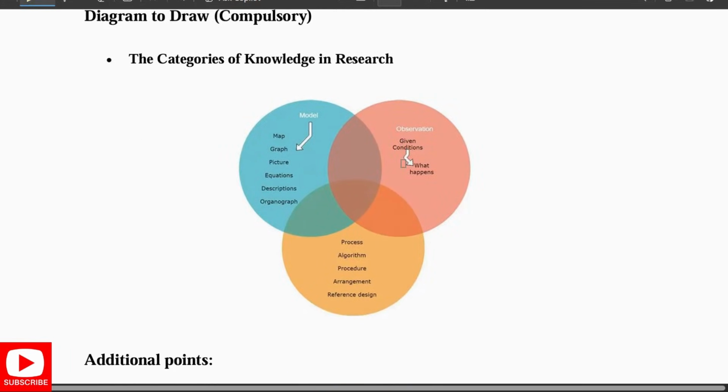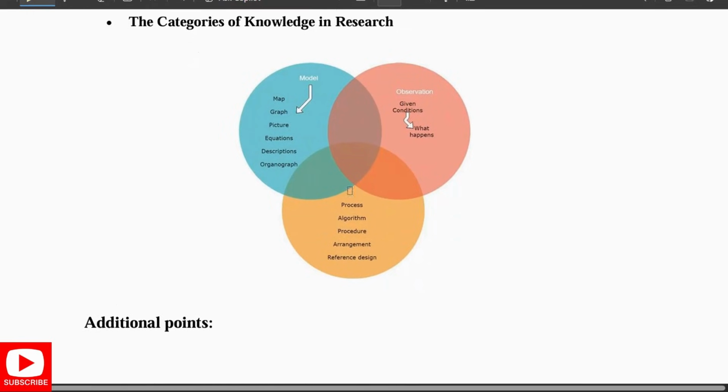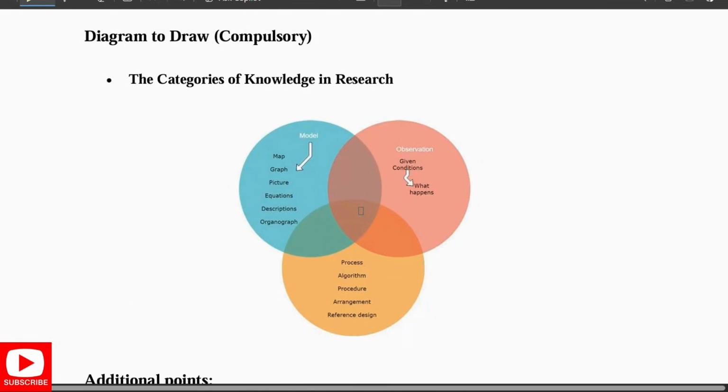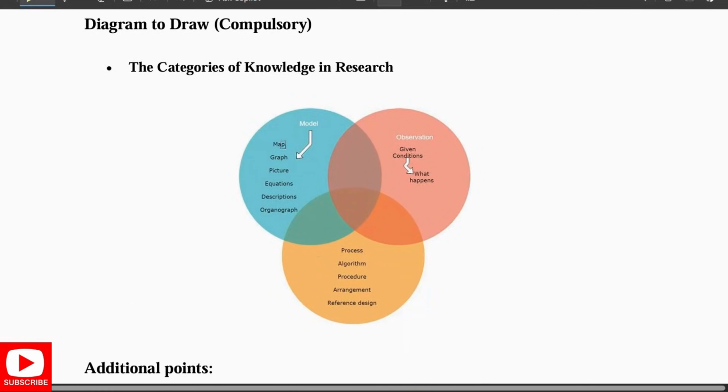So here also the diagram is compulsory. You have to write it as model, observation, and the last one, process, that we have done. The model means writing in terms of map, graph, picture, equations, descriptions, like that. Observation means you are giving conditions, like what happens. Then process includes algorithm, procedure, arrangement, reference design.